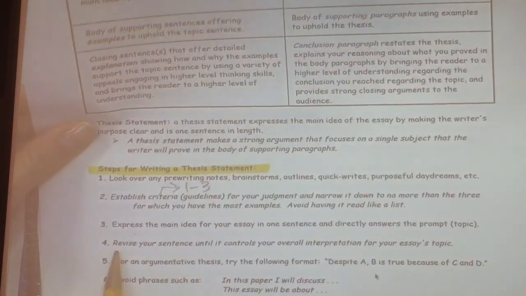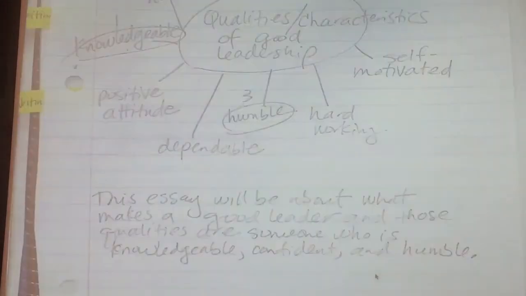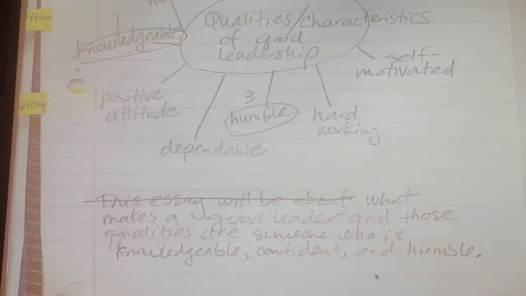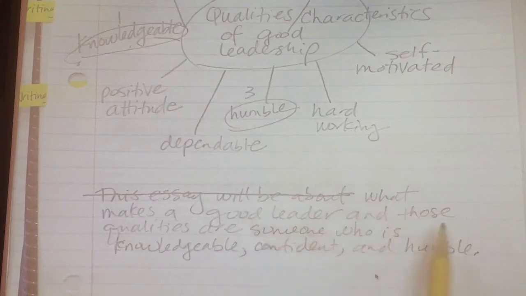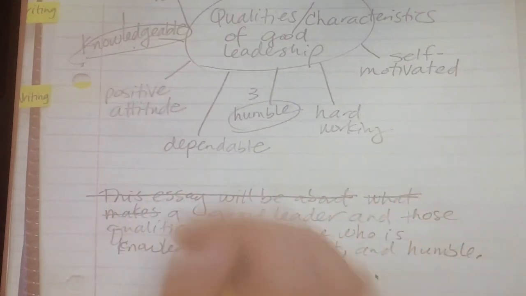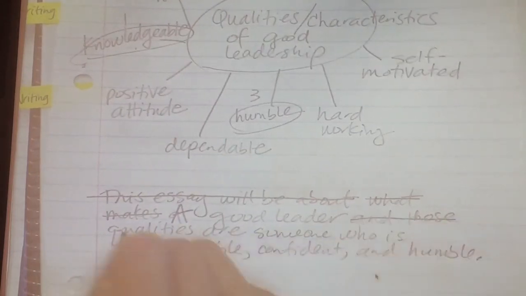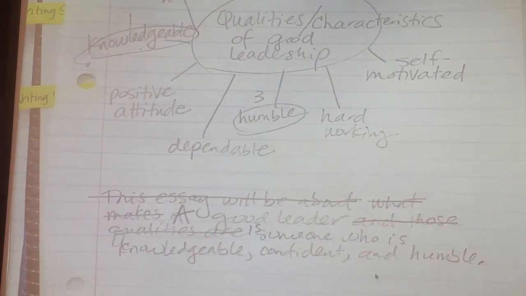So I'm going to revise this sentence until it controls my overall interpretation for my whole essay. So right away, I'm not going to erase anything. I'm going to take this out. I don't want to start my thesis statement ever like this. So can I say what makes a good leader? So let's take that out and capitalize the A. A good leader is someone who is knowledgeable, confident, and humble. But I want to avoid it reading like a list. So let me think about how I can phrase this.